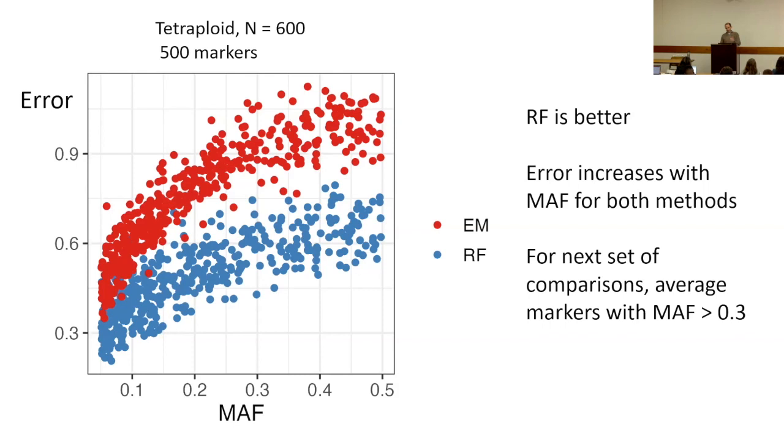So for what I'm going to show you next, I've only looked at markers with minor allele frequency greater than 0.3, which is where it's kind of leveled out. It's a good way of taking a bunch of markers and distilling it down to even one number so that I can show you some additional trends.